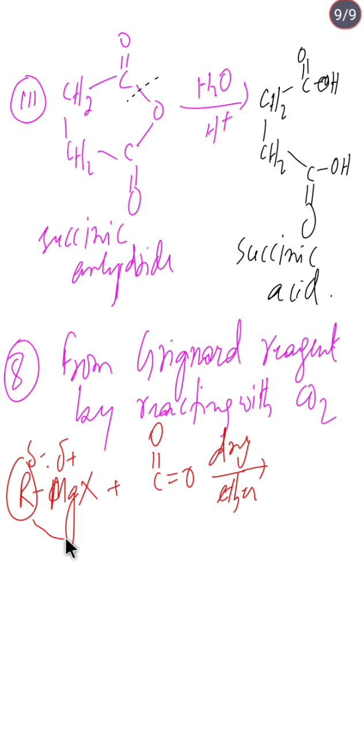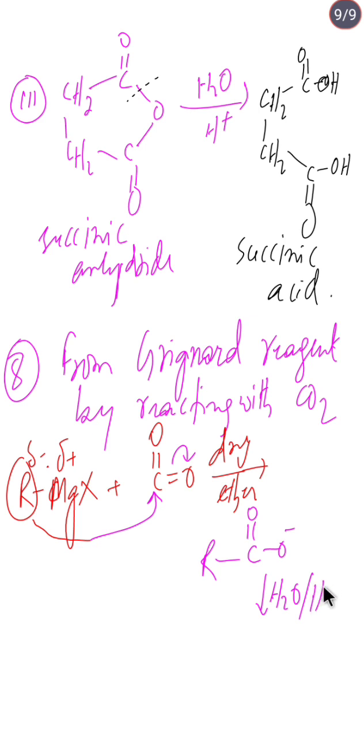this R of Grignard reagent will attack this carbon atom as nucleophile. This bond will be broken. So we will get this R C double bond O minus, and if it is hydrolyzed in presence of an acid, this O minus will abstract hydrogen from water to form our carboxylic acid.